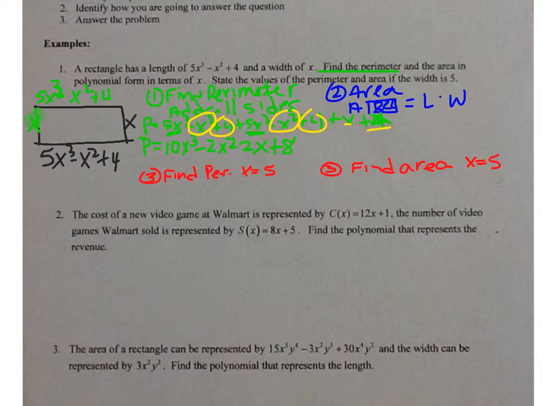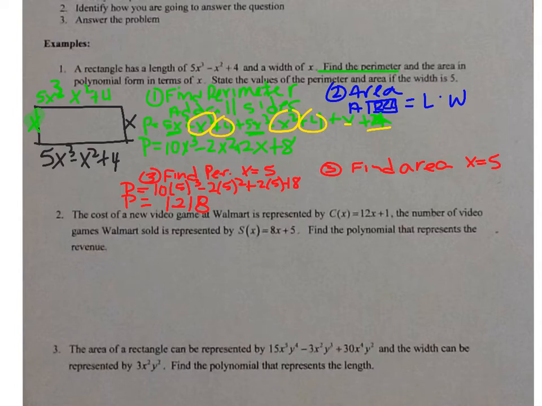And it says find the perimeter if x equals 5. So we're going to plug in x is 5. So P equals 10 times 5 cubed minus 2 times 5 squared plus 2 times 5 plus 8. All right, and that you can just plug in your calculator all at one time. And what we get is 1,218.